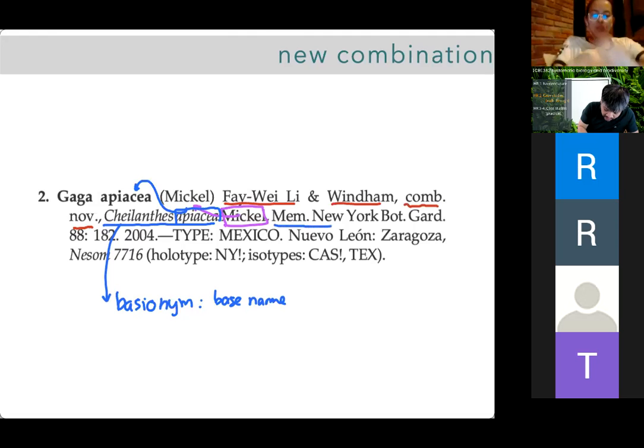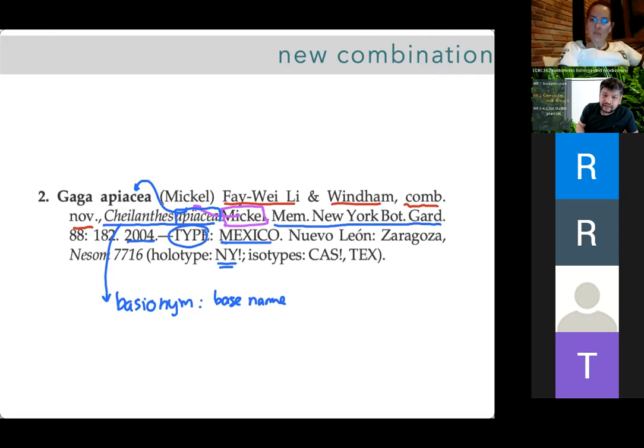published this in Memoirs of the New York Botanical Garden in 2004. And the type specimen is from Mexico. And the specimen is from New York. And exclamation point, oh, New York. Like, what about New York? Why is it so exciting?